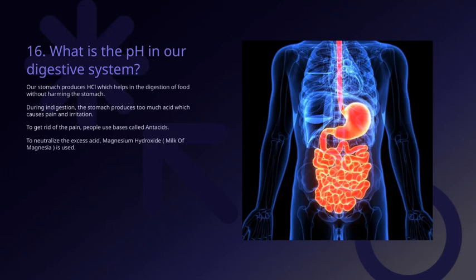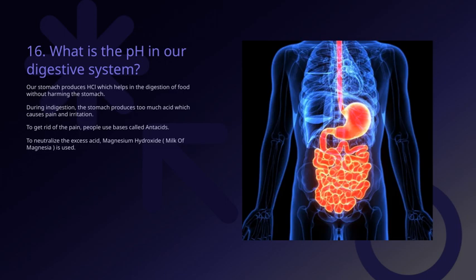To neutralize the excess acid in our stomachs, we often use magnesium hydroxide, commonly known as milk of magnesia. It works by balancing the pH and reducing that burning sensation we feel with acid indigestion. To get rid of pain caused by too much acid, people turn to bases called antacids. These help quickly alleviate discomfort by neutralizing the stomach acid.